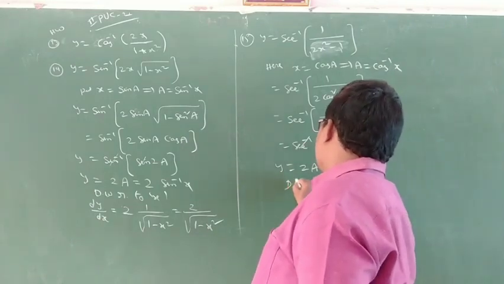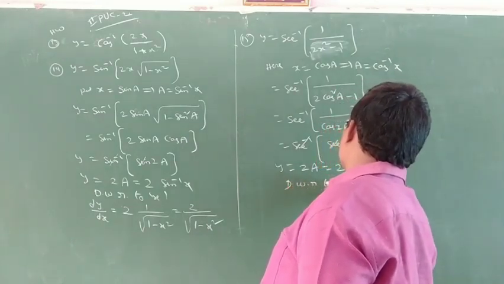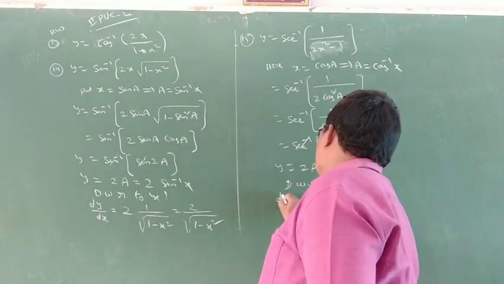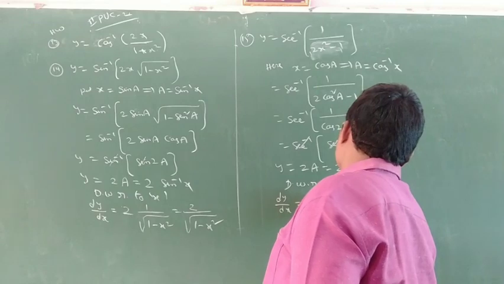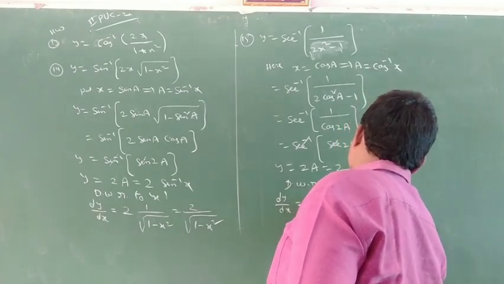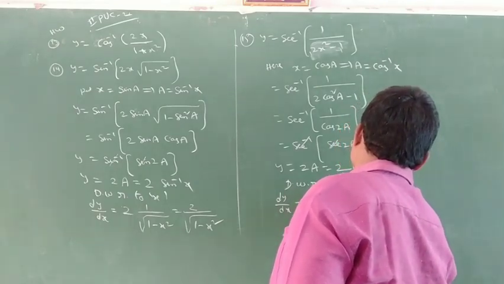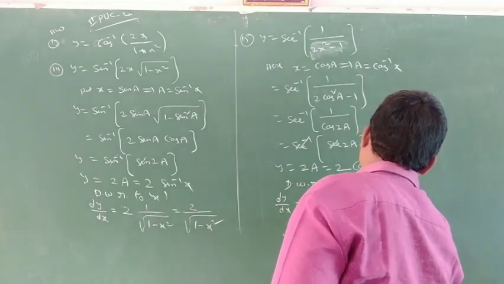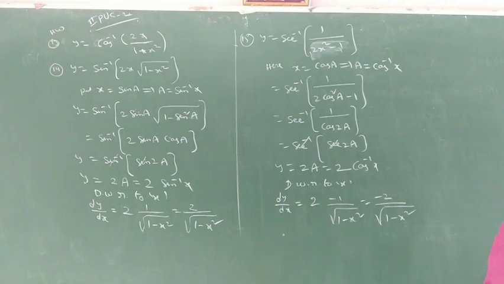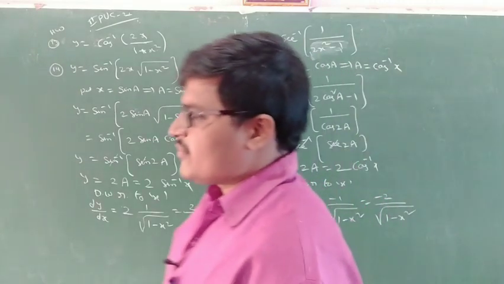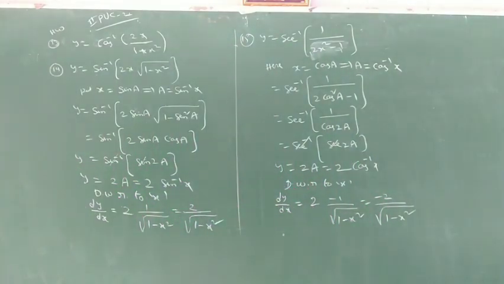So again, derivative with respect to x. dy by dx is equal to 2 into the derivative of cos inverse x, which is minus 1 by root of 1 minus x square. So finally, minus 2 by root of 1 minus x square. So many problems of this type.